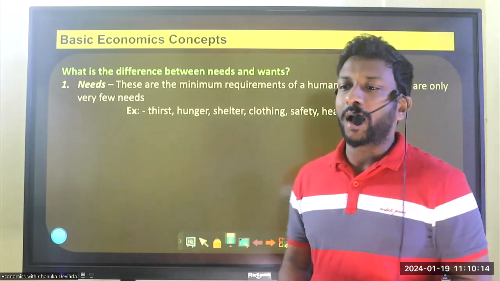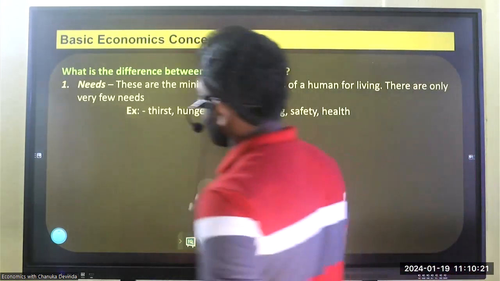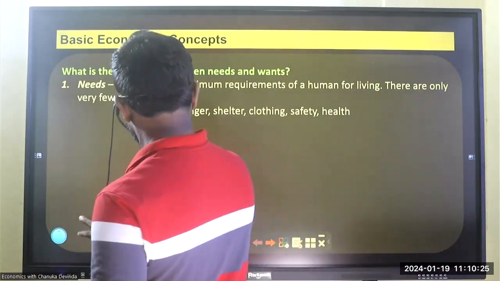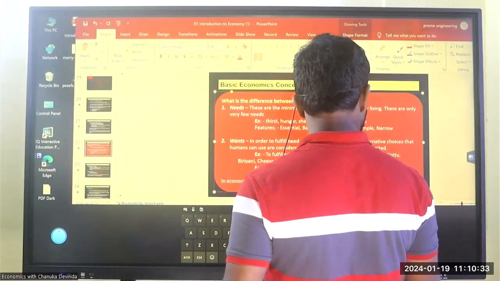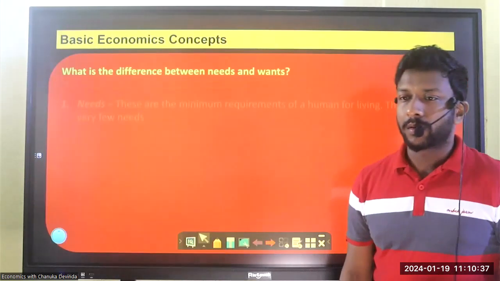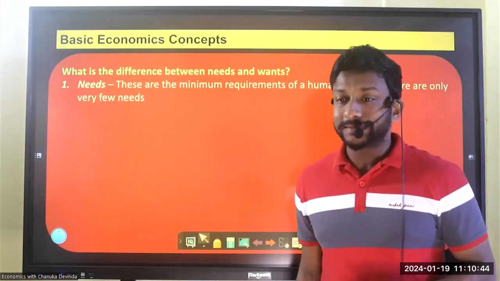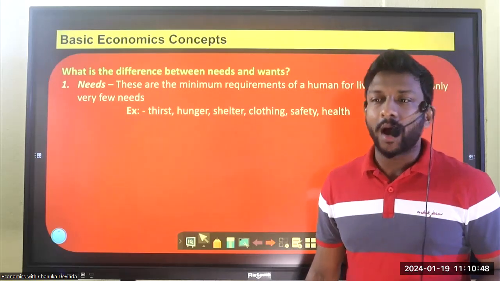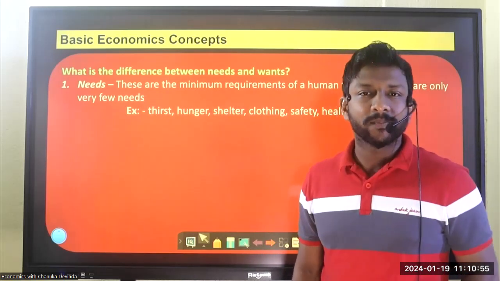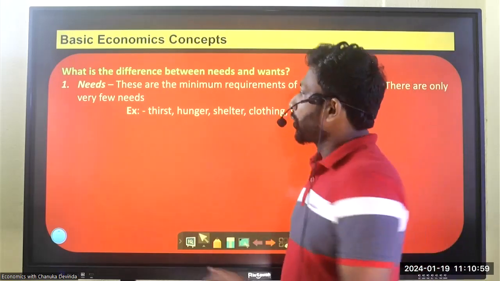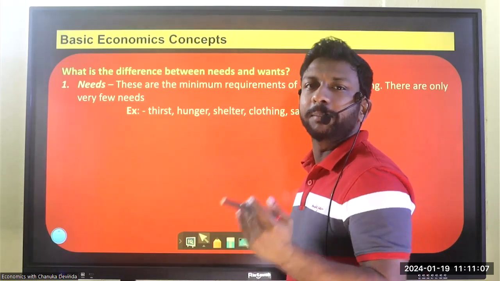For example, thirst, hunger, shelter, clothing, safety, and health. If it is not clear, I can change the color. Needs are the minimum requirements of humans for living. There are very, very few needs. Example: thirst, hunger, shelter, clothing, safety, and health. Actually, those are the minimum things that we need to satisfy, because these are the basic or essential requirements for a living being.